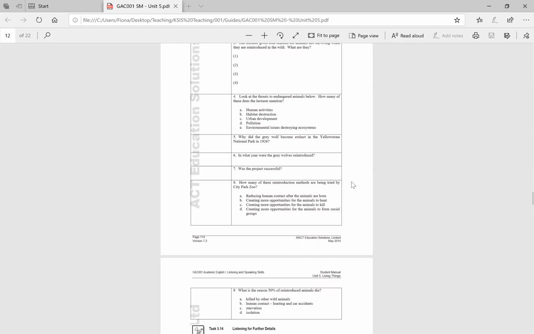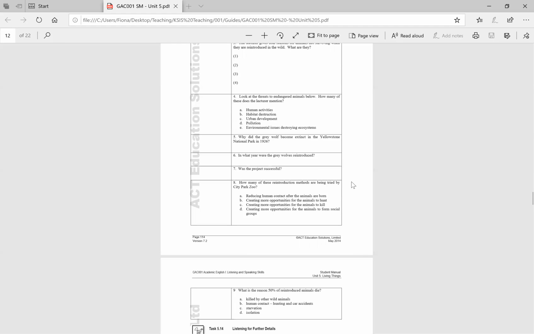Okay, so why did the grey wolf become extinct in Yellowstone Park in 1926? However, this does not mean that we should completely abandon endangered animal reintroduction projects. They still remain one of our greatest tools for combating extinction. The gray wolf of Yellowstone National Park. Okay, so he's just mentioned the grey wolf of Yellowstone National Park. So we know that our answer is coming up shortly.